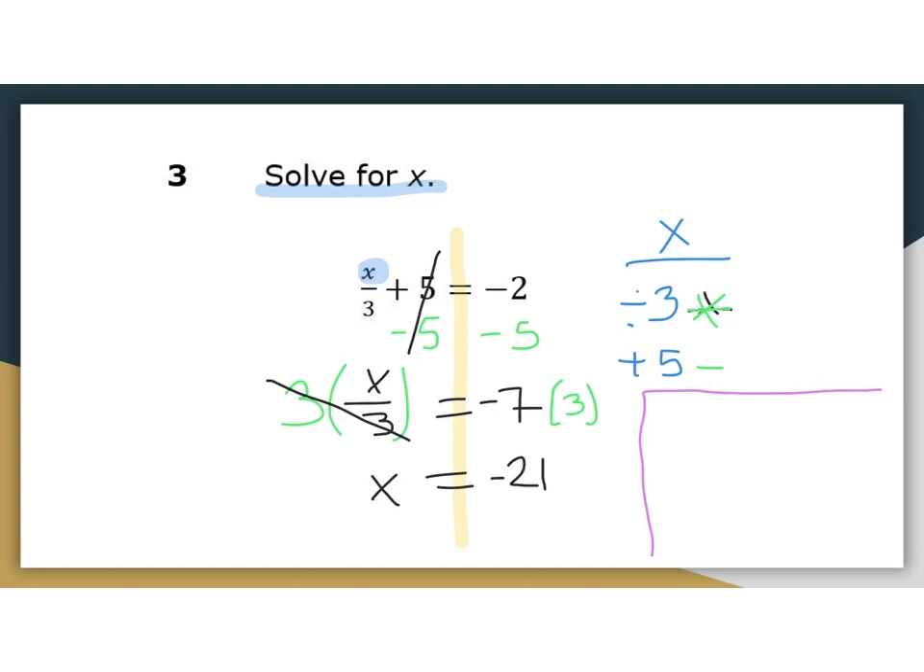So instead of x, -21 divided by 3 plus 5 should equal -2. -21 divided by 3 gives you -7 plus 5 equals -2. And then combining the -7 and 5 is -2. And you can see -2 equals -2. This is true, which means our answer here is correct.